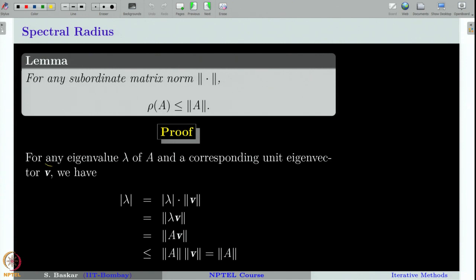Now, you see, you have chosen this eigenvalue arbitrarily, right? Therefore, this inequality, that is mod lambda is less than or equal to norm A, holds for any eigenvalue of A. In particular, it will also hold for that eigenvalue at which the maximum is achieved. That is, it also holds for the spectral radius of A. Spectral radius of A is nothing but the maximum of modulus of all such lambdas, right. Therefore, the spectral radius will also be less than or equal to norm A. So, that is what we want to prove in this lemma. This lemma gives us an encouraging message that if we use the spectral radius in our analysis, we may get a better estimate for the error, right. So, that is what we are going to do.